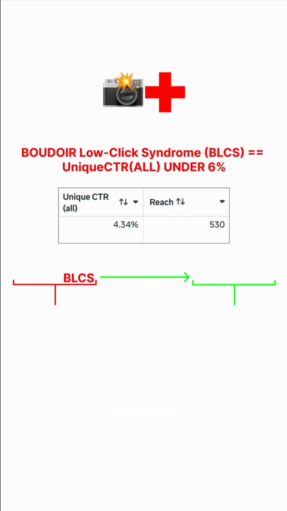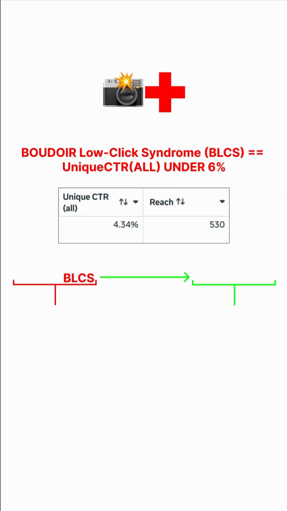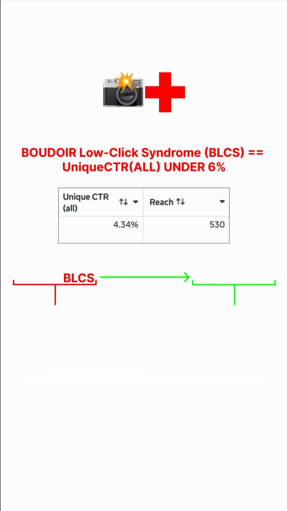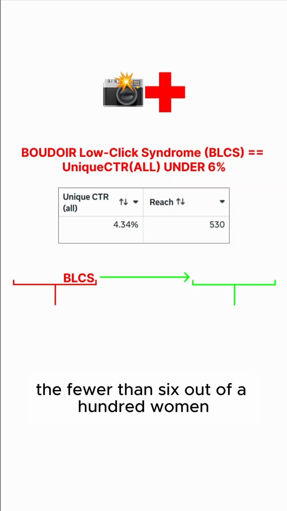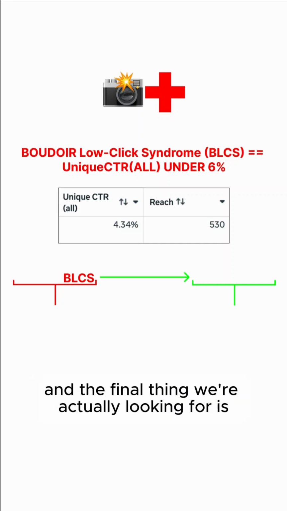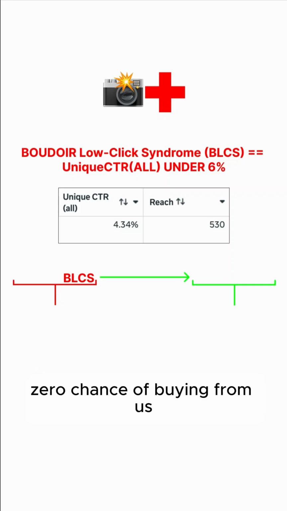BLCS, also called Boudoir Low Click Syndrome, is when the unique CTR all of our Boudoir Facebook ad is under 6%. This means fewer than 6 out of 100 women are clicking somewhere on our ad, which means our ad has actually entered the brain of fewer than 6 out of 100 women. And the final thing we're looking for is that fewer than 6 out of 100 women have a non-zero chance of buying from us.